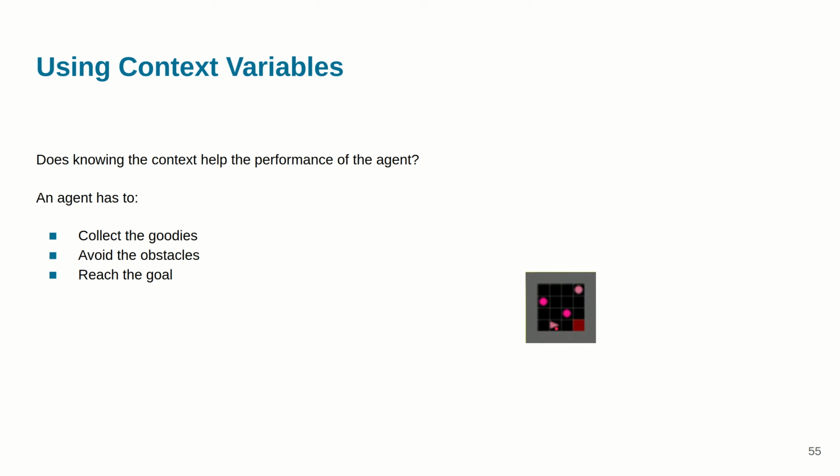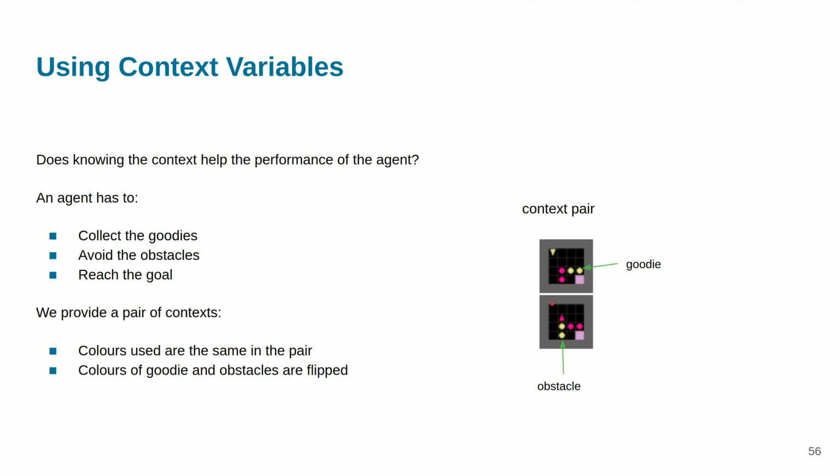In this world, the agent, the triangle, has to navigate the world, collect the goodies, avoid the obstacles, and arrive at the goal. The difference between goodies and obstacles is the color, where the color of the goodie is encoded in the color of the agent itself. To evaluate the contextual abilities of agents, we always provide the agents with a context pair where all the colors are the same within a pair. However, goodie and obstacle have been flipped. By changing the color of the agent from one color to the other, we are changing the meaning of a color. For example, in the first context of the pair, yellow represents the goodie because the agent's color is yellow. In the second one, yellow becomes the obstacle.